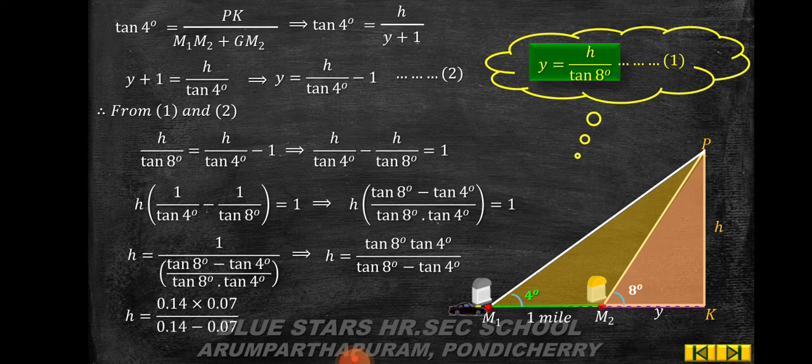So H is equal to, tan 8 degree value is 0.14 and tan 4 degree is 0.07. That is given in the question itself. So H is equal to 0.14 into 0.07 divided by 0.14 minus 0.07, which implies H is equal to 0.0098 divided by 0.07. Therefore H is equal to 0.14 miles.